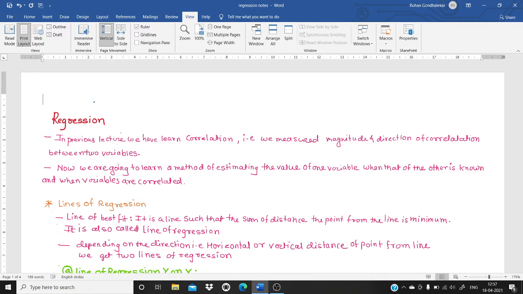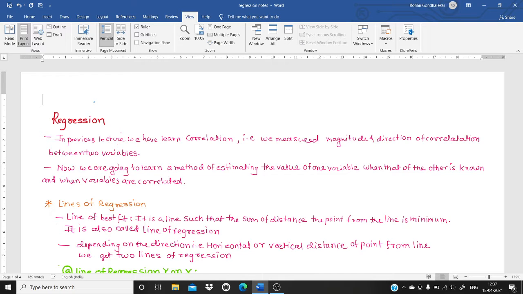So, before I proceed to regression, I would like to review the previous concept, that is correlation. In correlation, we have calculated the degree of correlation, or in general, we can say we have measured the magnitude as well as the direction of the correlation between the two variables. So, how is the data correlated? What is the degree of the correlation? Whether it is high correlation, low correlation, no correlation, and also we discuss the direction of it, that is whether it is positively correlated or negatively correlated.